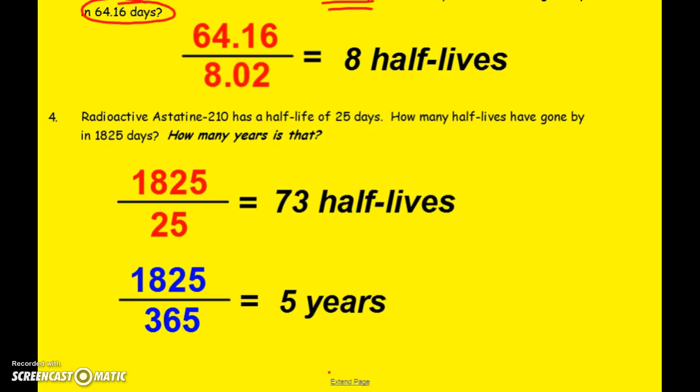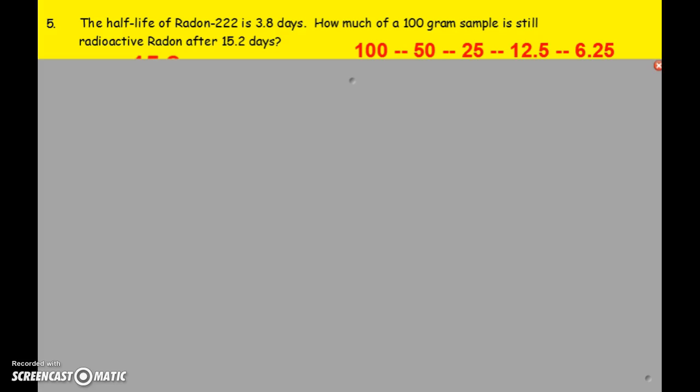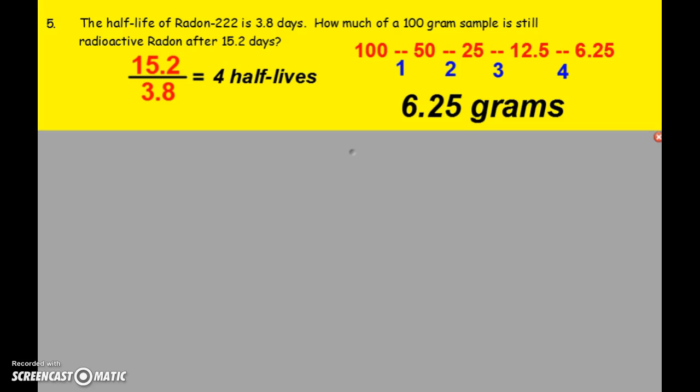Now this next question, this is one that you can possibly see coming up on your test in the near future. It gives us the half-life of radon-222 to be 3.8 days. How much of a 100-gram sample is still radioactive after 15.2 days? So we have to do both skills we've been looking at. First, I have to figure out how many half-lives that is. Then I can figure out how many times I have to divide by 2.